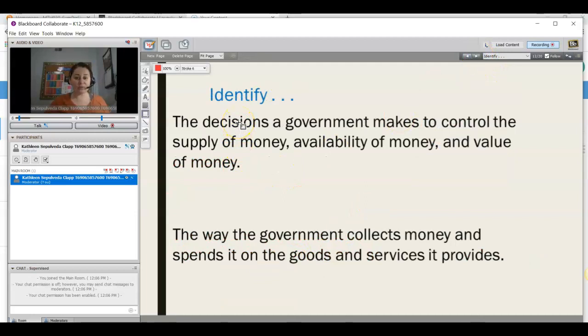All right, next we're going to talk about identifying. The decisions a government makes to control the supply of money, availability of money, and value of money is a policy, and it is called the monetary policy.